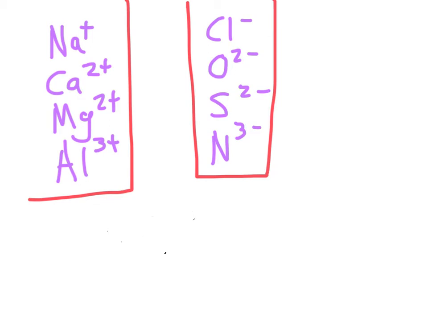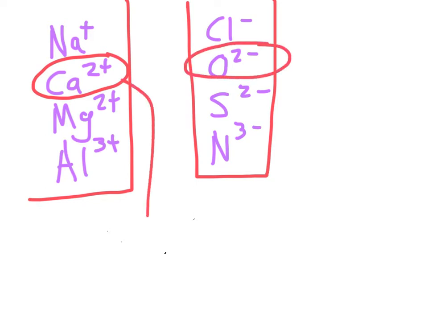So if I go back to my ions and let's pick out the calcium, Ca2+, and imagine combining it with an oxygen, which is O2-. Well, these are actually going to combine in a 1-to-1 ratio.